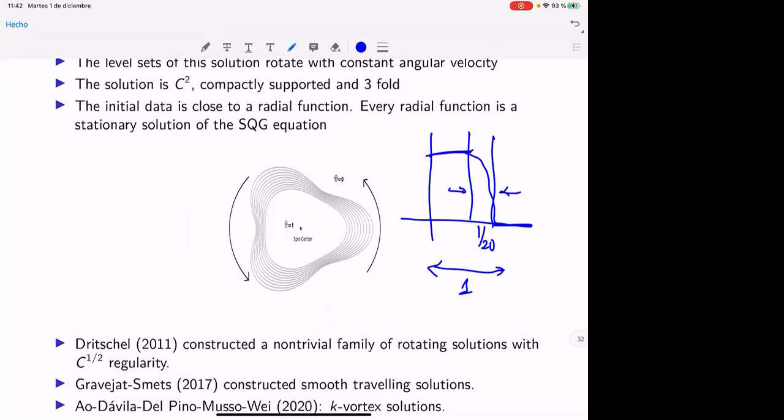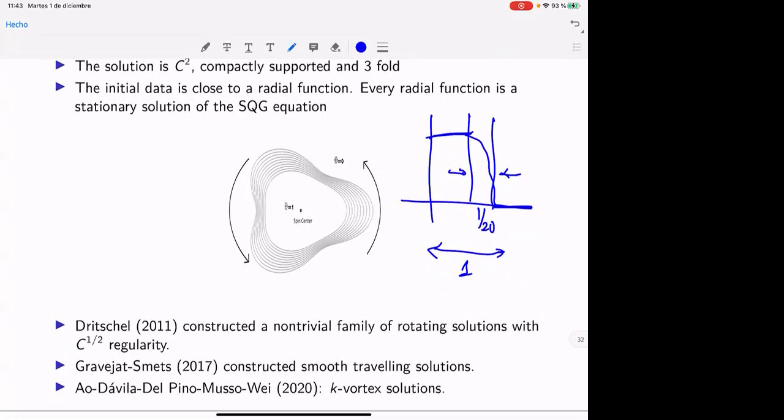Before us, Dritschel had constructed rotating solutions that were not smooth. And after us, Gravejat and Smets constructed smooth traveling solutions. And there is a recent paper of Ao, Dávila, Del Pino, Musso, and Wei, where they take K vortex points and they singularize them. So they take configurations of vortex points that are rotating or translating, and they are able to perform the singularization around those solutions and be able to construct smooth either traveling or rotating solutions of SQG.